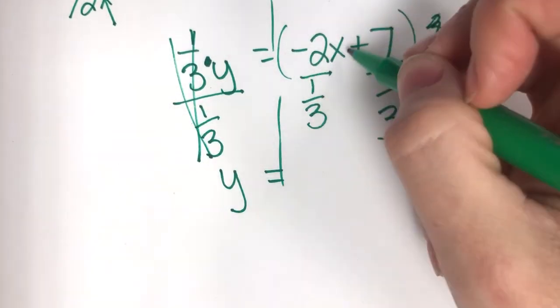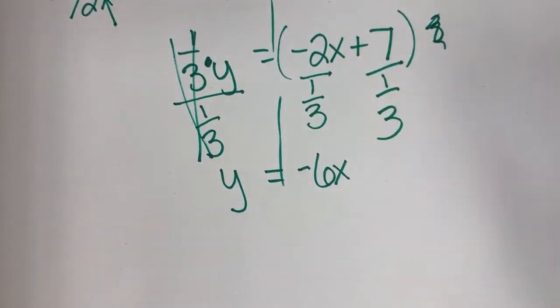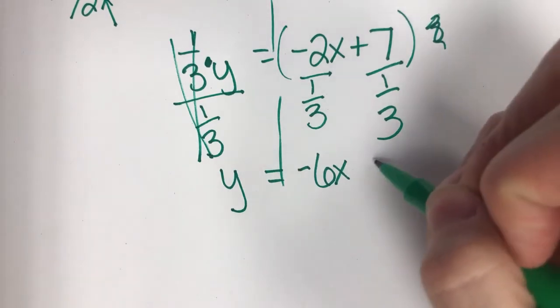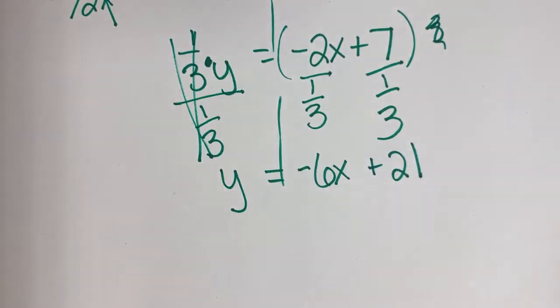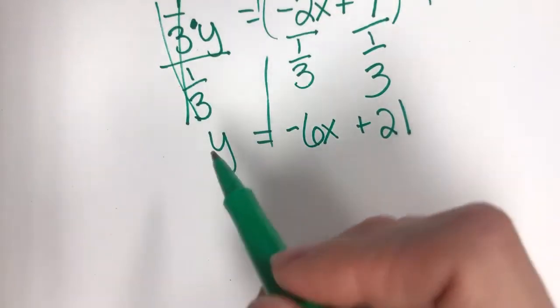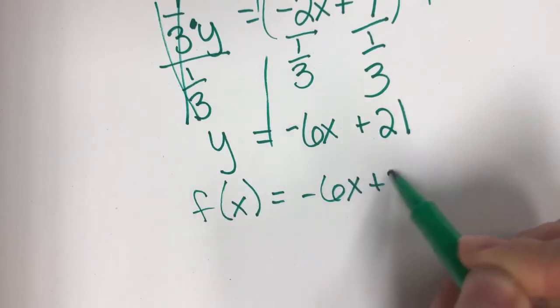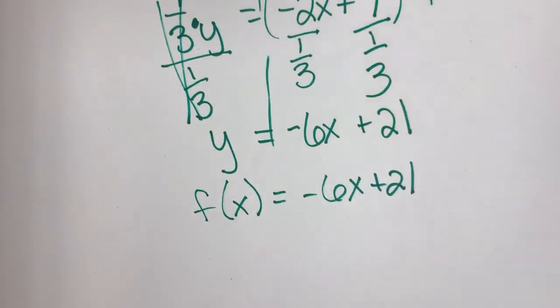Or in your calculator, you could do -2 divided by 1/3, which will give you a negative 6x. And 7 divided by 1/3, which will give you a positive 21. Okay, if something asks for it to be written in function notation, remember, all we're doing is switching that y to an f of x. And we would be here.